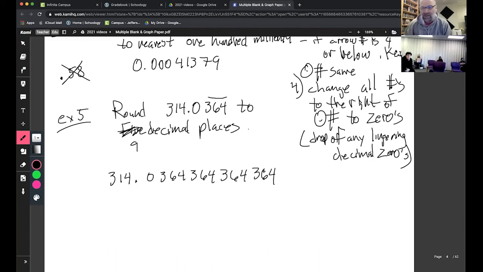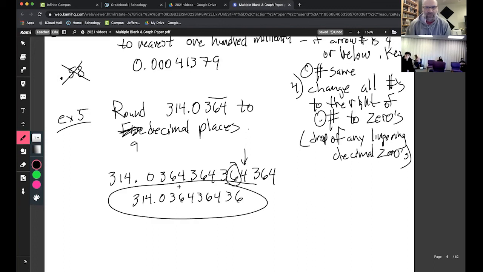Okay. And then I'm going to count over 9 decimal places. 1, 2, 3, 4, 5, 6, 7, 8, 9. And then I'm just going to follow the steps. So that 4 says keep that 6 the same. So final answer. Boom. Okay. Does that feel all right?